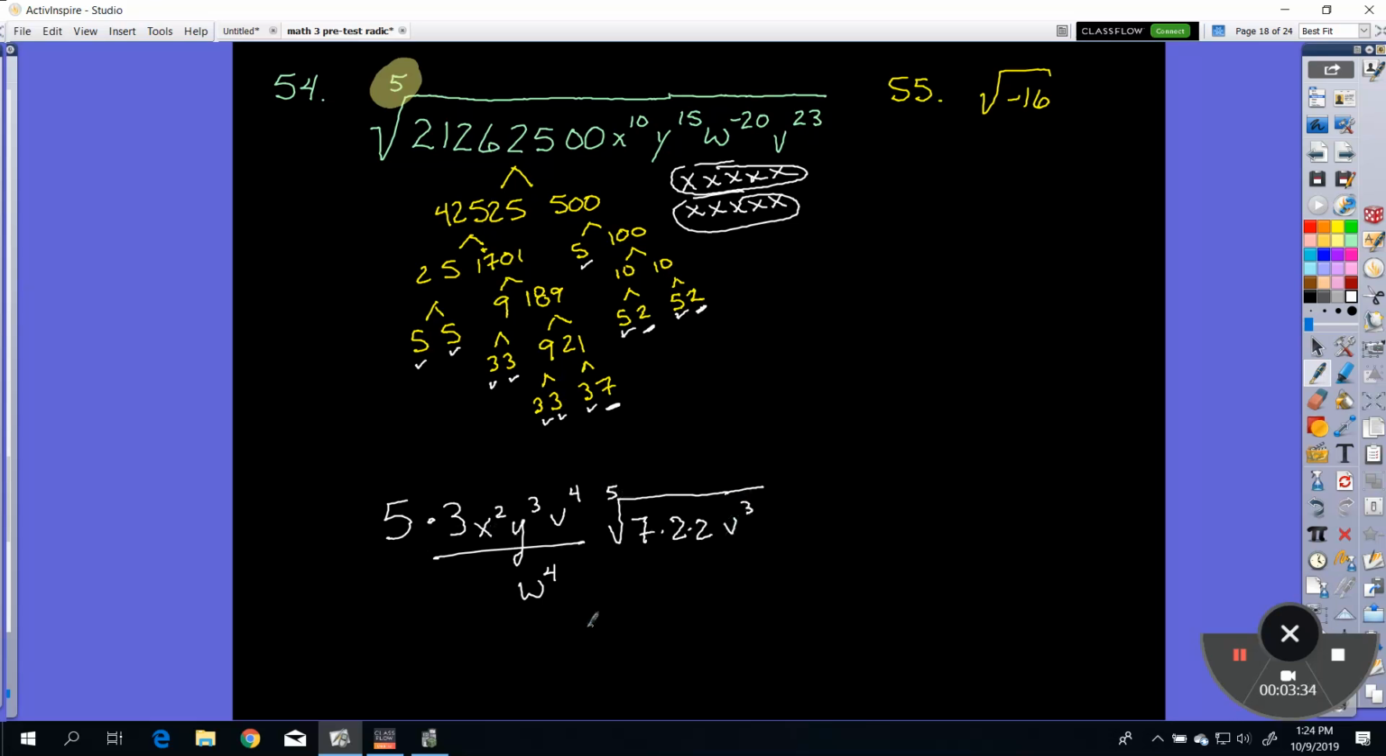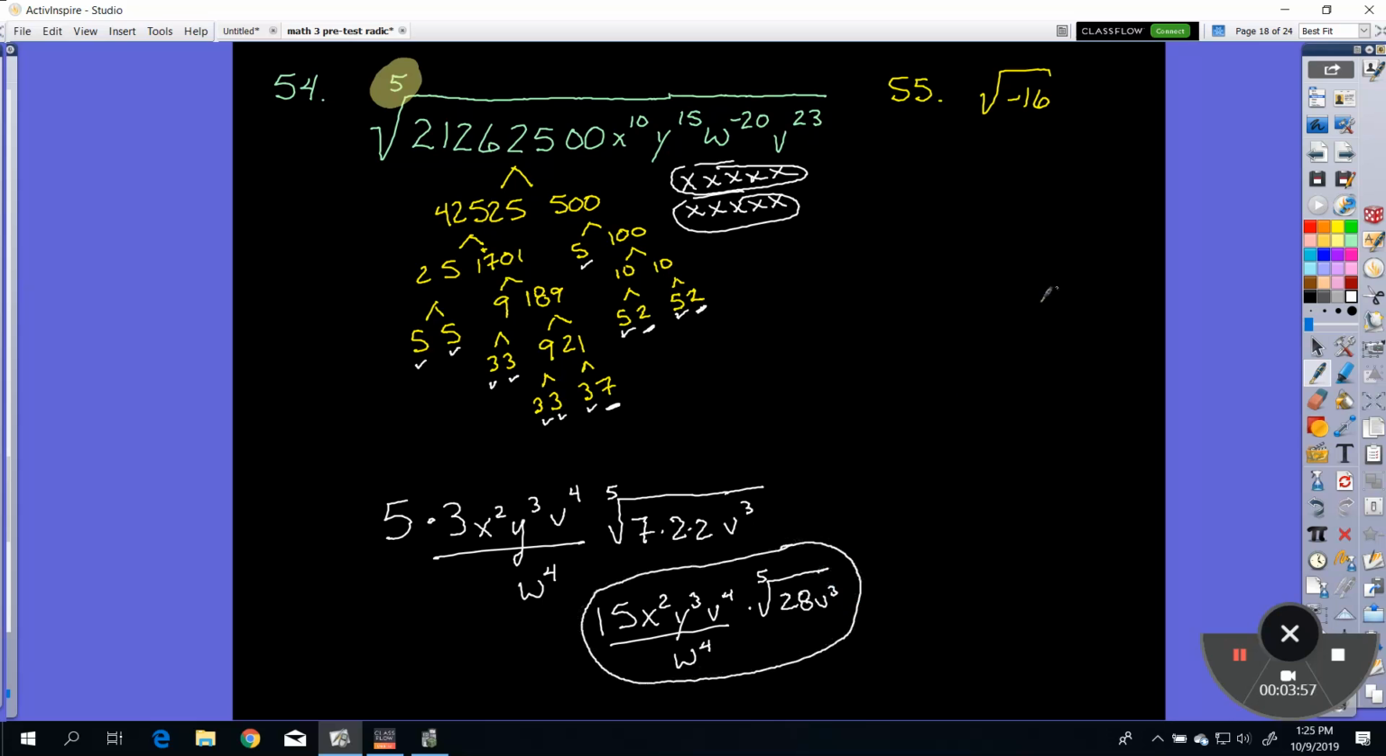So now to finish this up, 5 times 3 is 15, x squared, y cubed, v to the 4th, all over w to the 4th, times the 5th root of 7 times 2 is 14, times 2 more is 28, v cubed. So a fairly long problem, kind of hard.